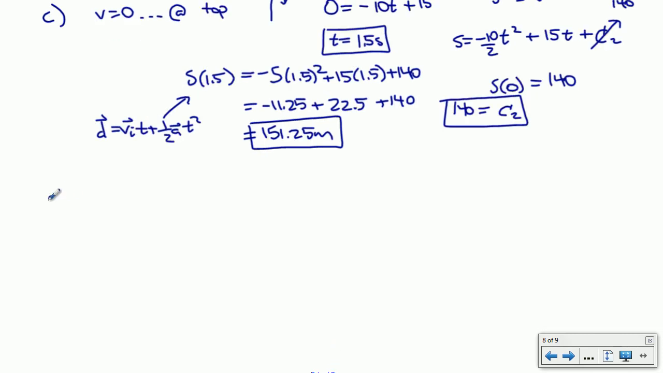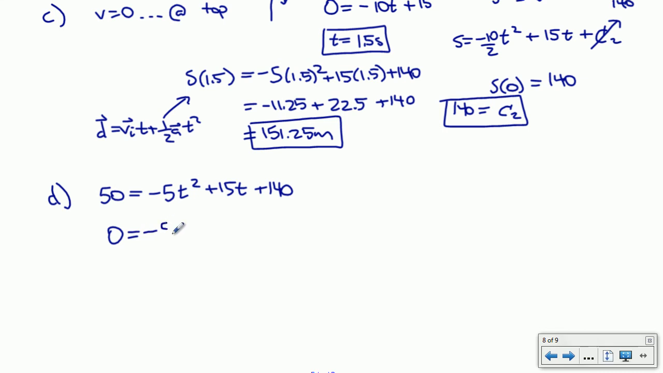So next question, D. In this question we need to determine the velocity when it's 50 meters above the ground. So at 50 meters above the ground, what time is that? So we can start with our displacement function. 50 equals negative 5t squared plus 15t plus 140. And if we solve this equation, that's going to give us a time when the object is 50 meters above the ground. So we can bring 50 over.